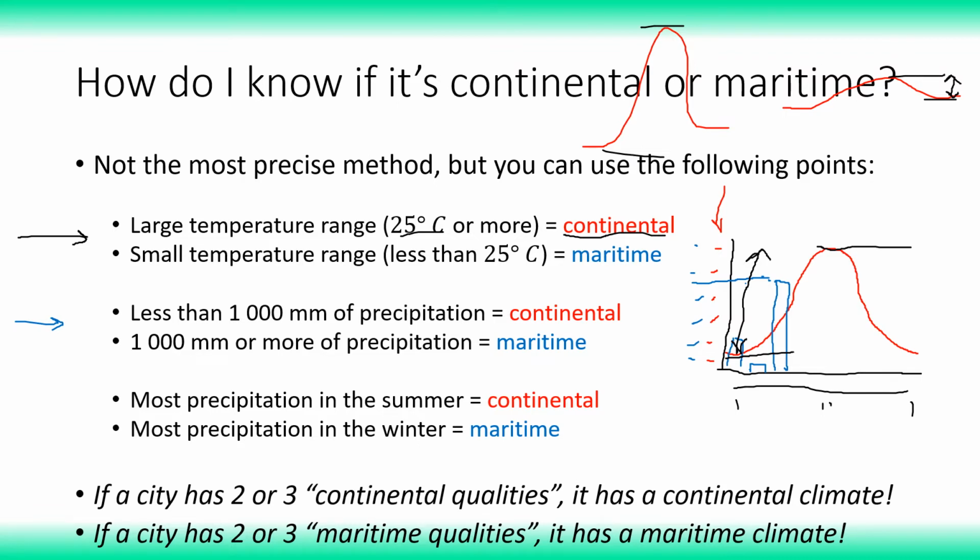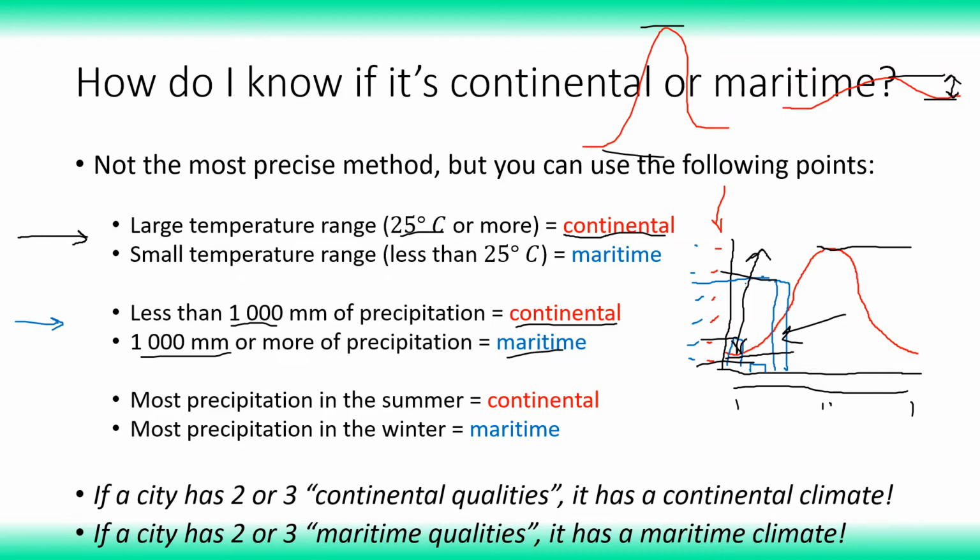Now you look at precipitation. If there are less than 1,000 millimeters of precipitation, you have a continental climate. Basically, you look at all the blue bars on the climate graph and you add them all together. So like maybe this one says 10 millimeters of rain, and maybe this one says 1 millimeter of rain, and then this one says 500 millimeters of rain. Then you add up all those different things, and if the total comes out to be less than 1,000, then it's a continental climate, and if it's 1,000 millimeters of precipitation or more, then it's a maritime climate.